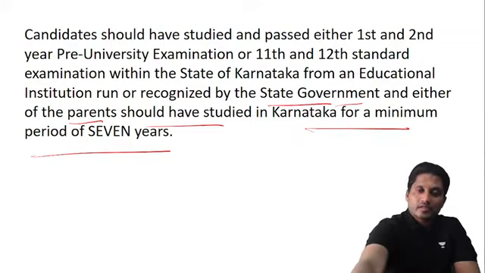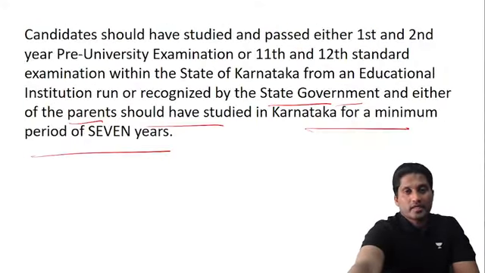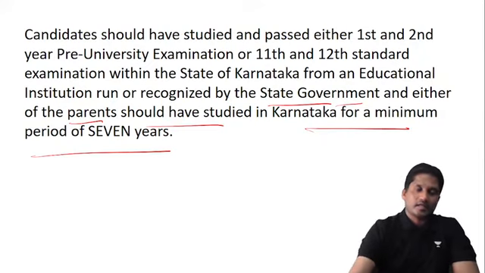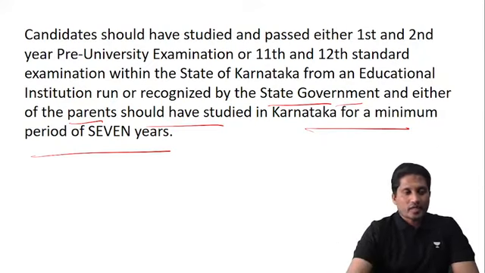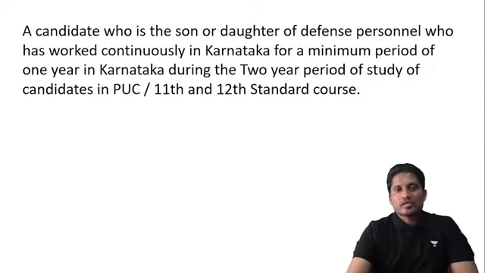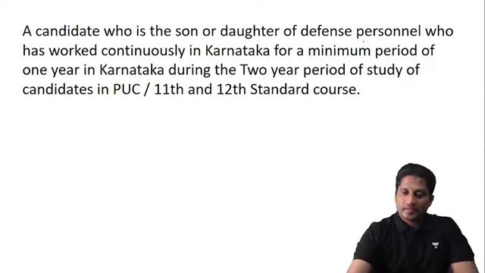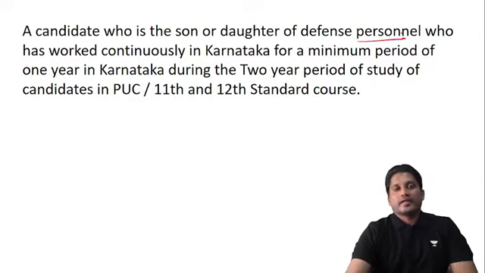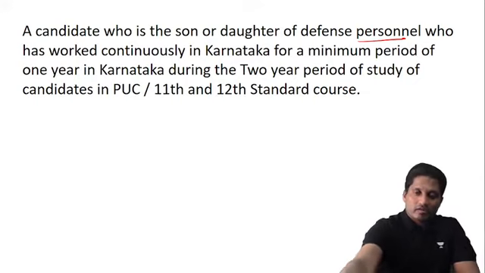What happens if the child has not studied 7 years, but either of the parents has studied 7 years in Kannada? This is clause B. All right, let's move to the next one. A candidate who is the son or daughter of defense personnel, I'm telling the next eligibility, who has worked continuously in Karnataka for a minimum period of 1 year in Karnataka during the 2 year period of study of the candidate in PUC, or 11th and 12th standard course. Okay, next clause.